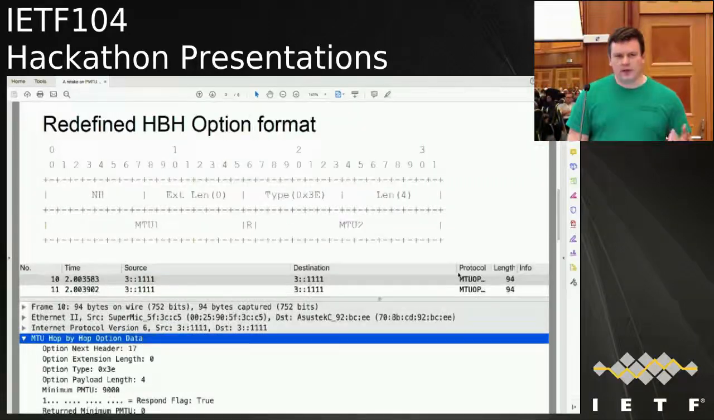And so at the start of the hackathon, we redefined the option because we wanted to figure out a way to get the packets to be reflected. So the option format now looks like this, which is an update to the draft. We have two MTU fields.